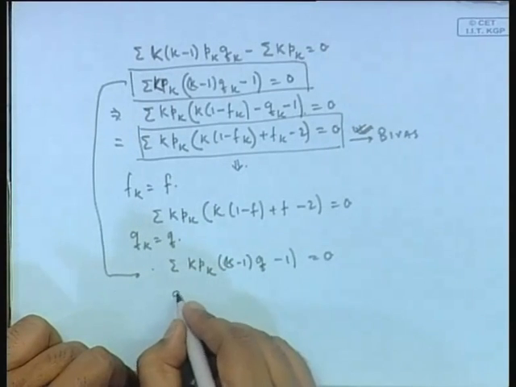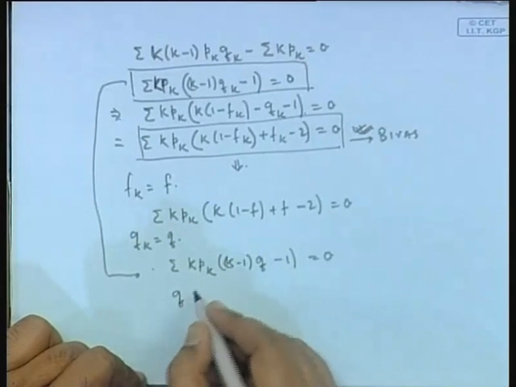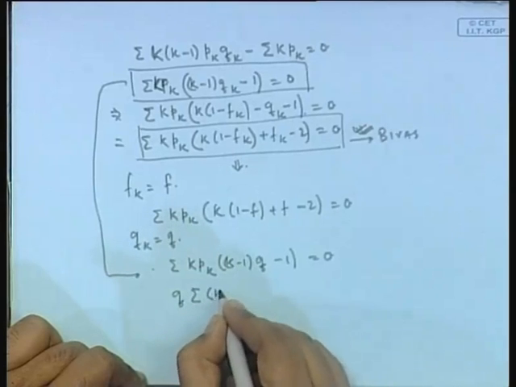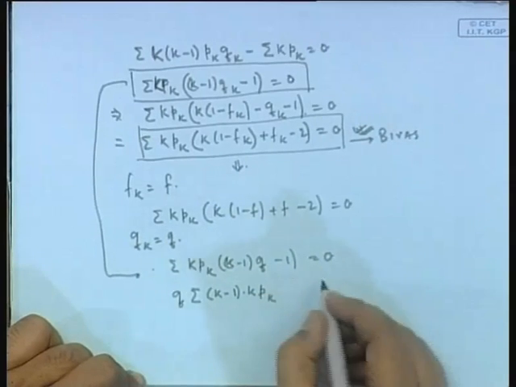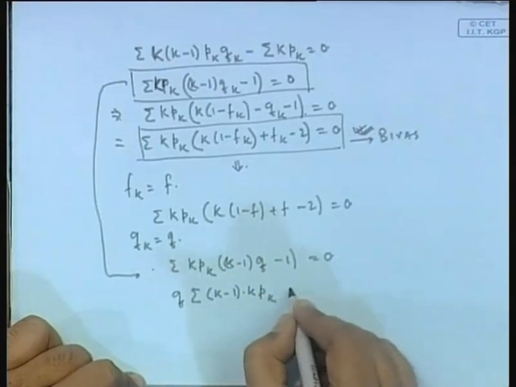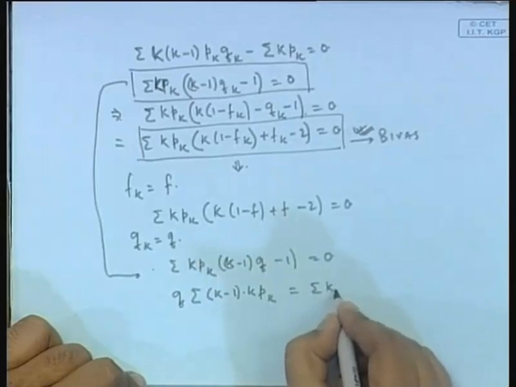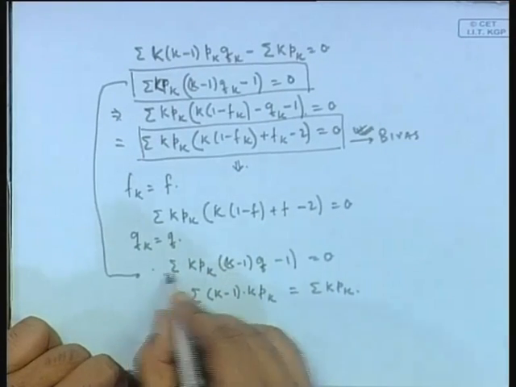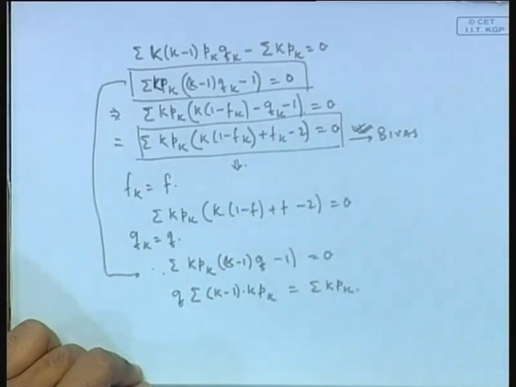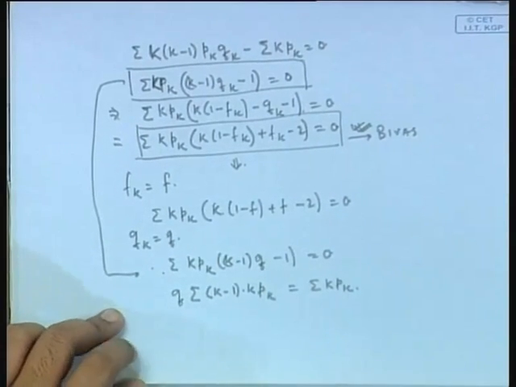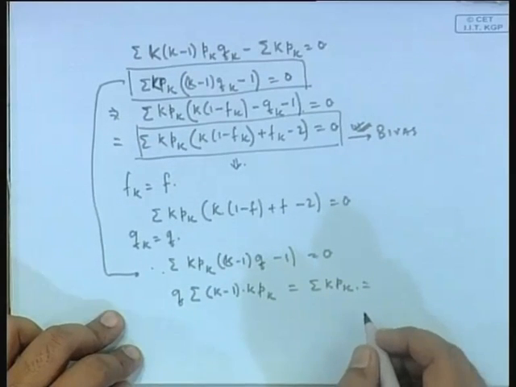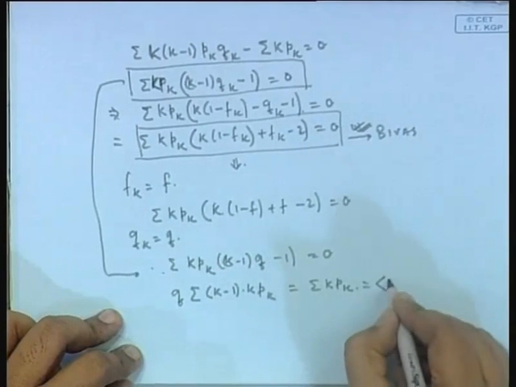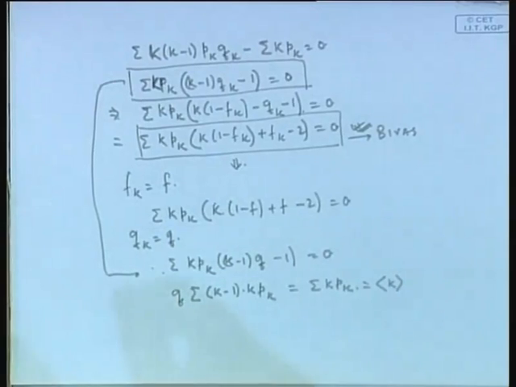Since q does not depend upon k now, I just took the q out and put k pk this side. So, k minus 1 into k pk is equal to summation of k pk. Agreed? So, summation of k pk is the average degree, or I write average degree this way.